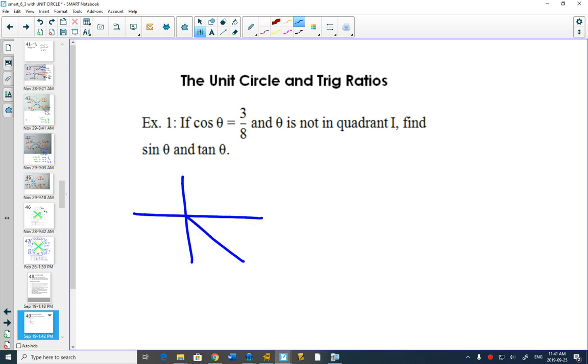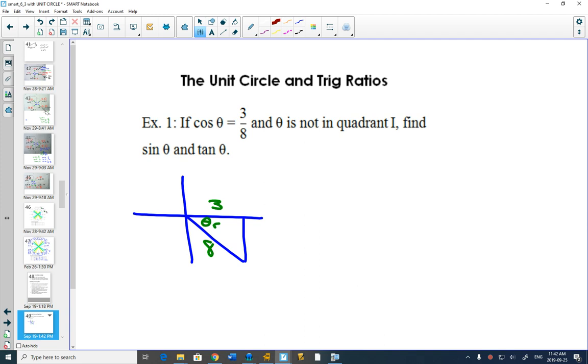quadrant 4. And because we're doing trigonometry, most of the time the thing that's going to help us is drawing a triangle. When we draw our triangle, we always draw it back to the nearest x-axis so that our triangle includes our reference angle. And on that triangle, if cos is 3/8, I can label adjacent over hypotenuse.